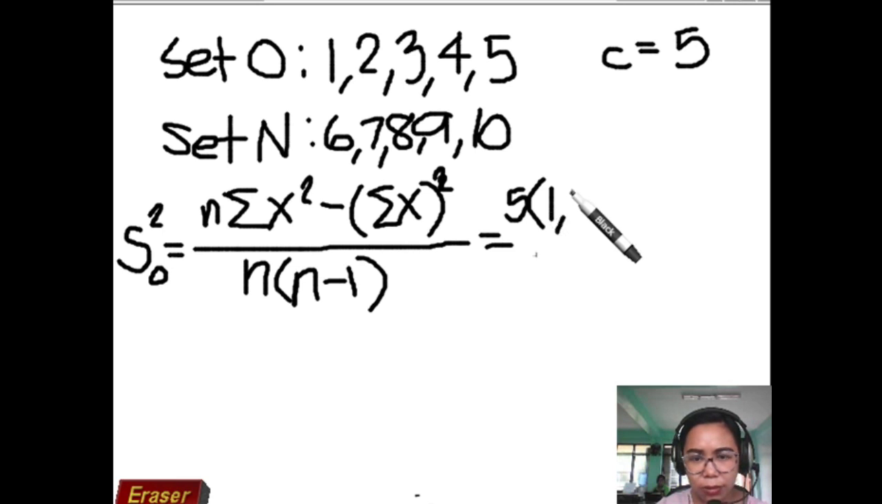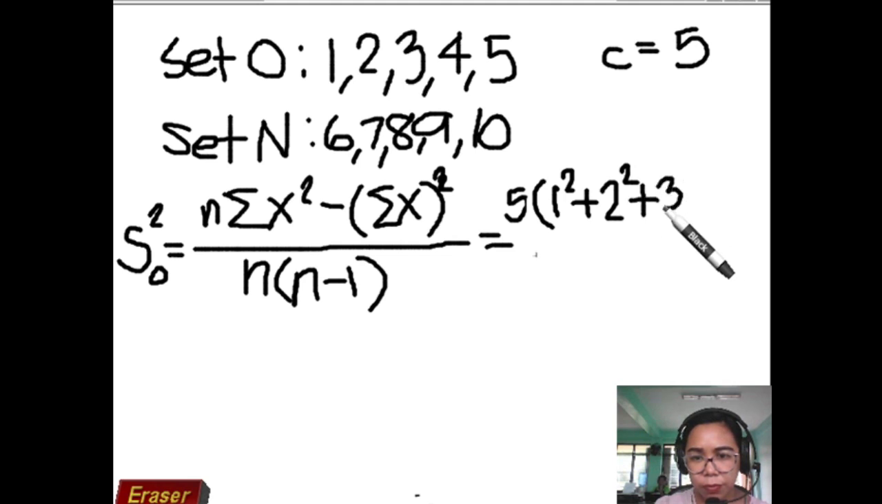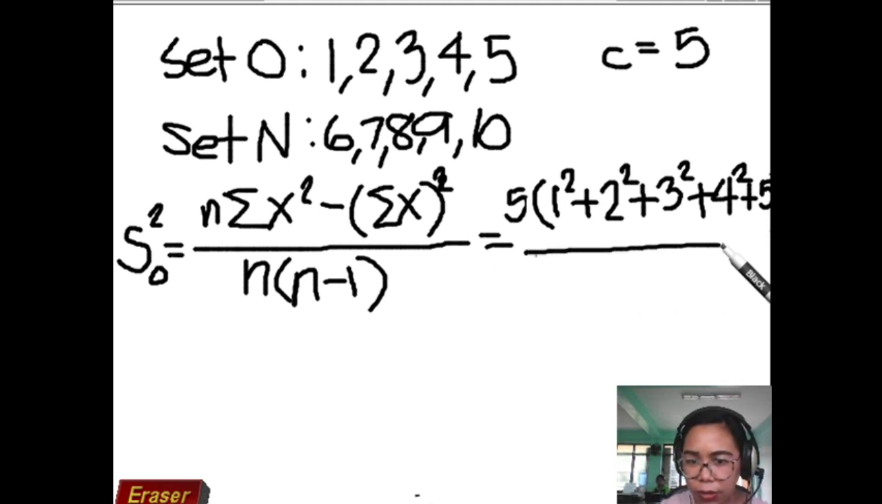So we have here 1 square, 2 square, 3 square, 4 square, and 5 square. Okay, then we continue here.